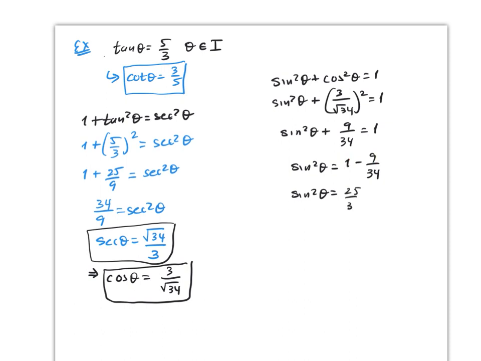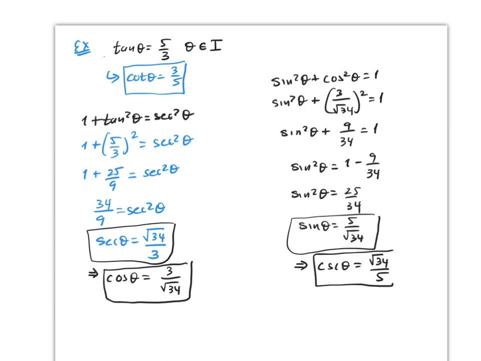You should check on that. And then you take the square root, sine of theta will be 5 over the square root of 34, because you have the square roots. So if you know sine, then you automatically know cosecant, which is the reciprocal, and that should give you this, and that's the answer to the six.